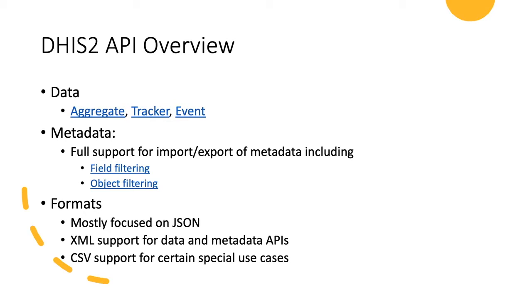Typically, a very common scenario is, for example, you want to get, every week, a list of all the metadata that has changed. You can do that with what's called object filtering. So for example, maybe you have a job that every week goes into the API saying, okay, give me all your organisation units that have changed or been created since a week ago. And then it will give you that, right?